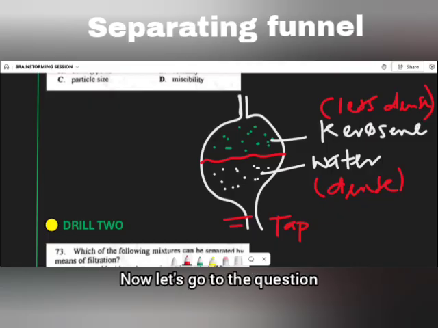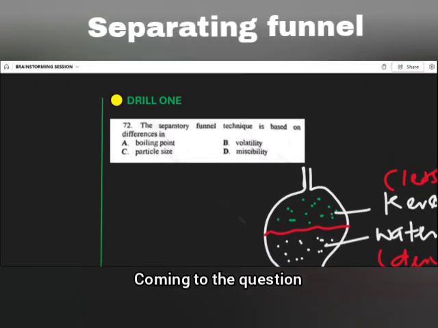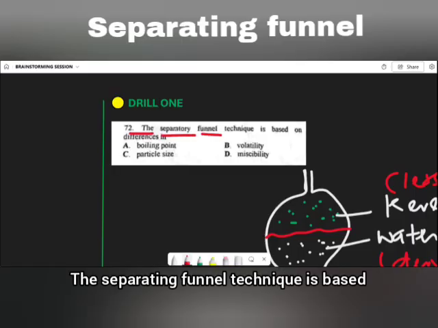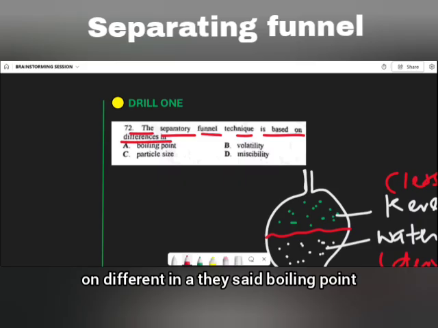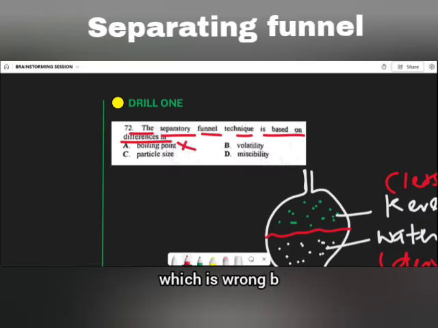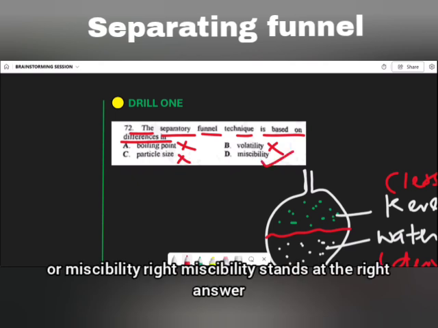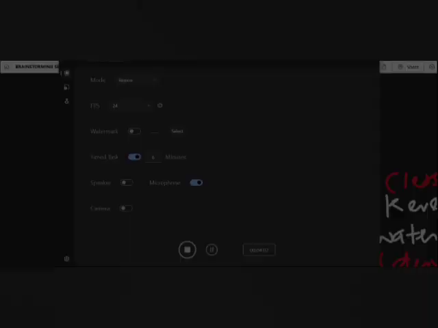Now let's go to the question and see what our answer is. Coming to the question, I repeat myself again. The separating funnel technique is based on difference in A, they said boiling point, it is wrong. B, volatility, wrong. C, particle size, wrong. But miscibility, right. Miscibility stands as the right answer.